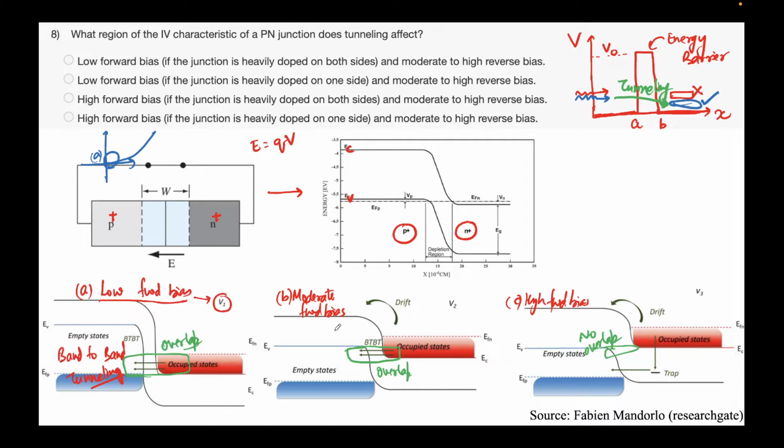So now let's complete this whole picture in this diagram. What you can see is that the region here, this is the A region that I'm talking about, region A. In the low forward bias, the current is due to tunneling.